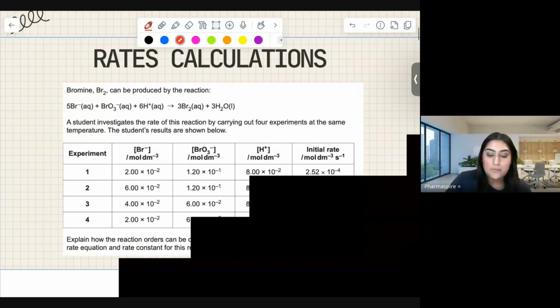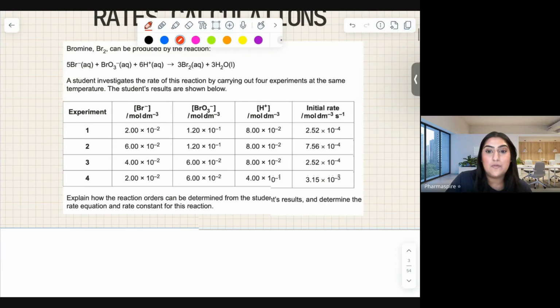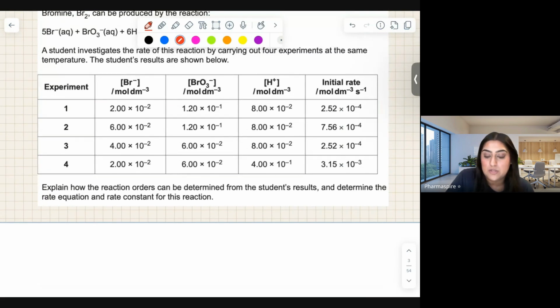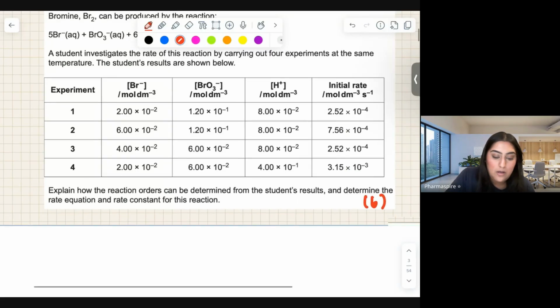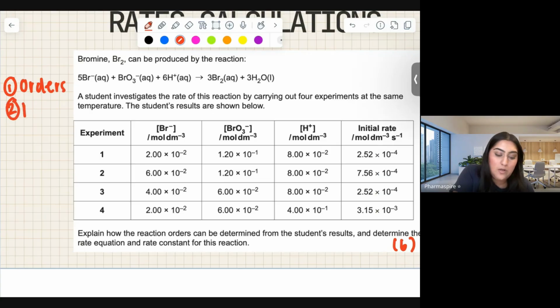Okay, so first things first, when you approach any exam question that is fat, I'm going to basically write myself a checklist of what they expect me to do. In this case, this question is a 6 marker. So they want me to do orders. They want me to then work out the rate equation. I'm just going to put equation there.